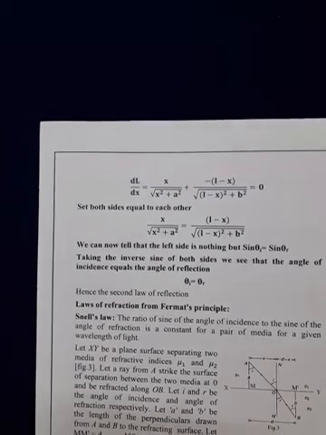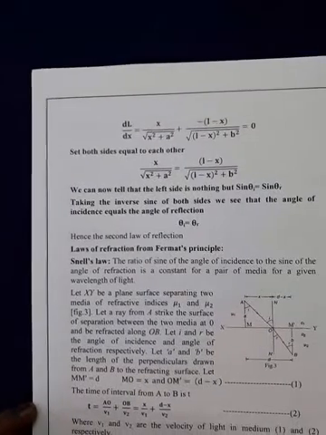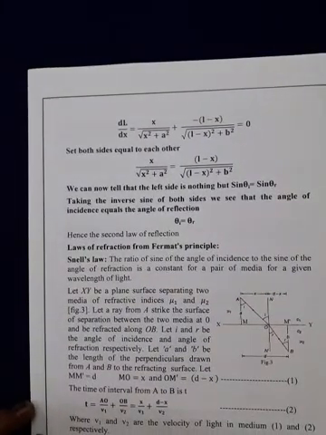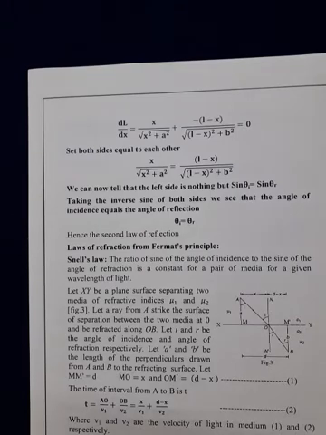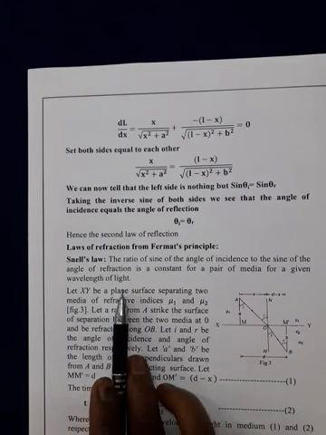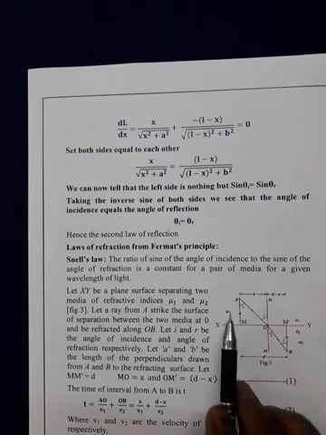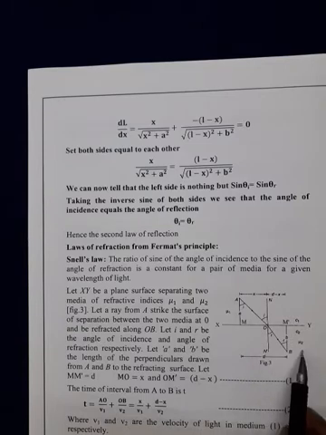Now, if we go for the law of refraction from Fermat's principle: the ratio of sine of angle of incidence to the sine of angle of refraction is a constant for a pair of media for a given wavelength of light. Now let us consider XY to be a plane surface separating two media of refractive indices, say mu1 and mu2.